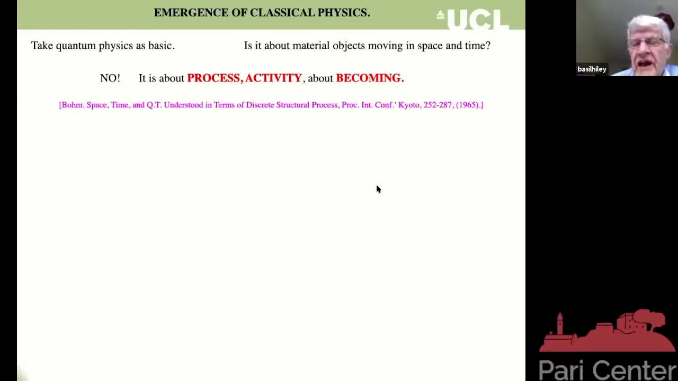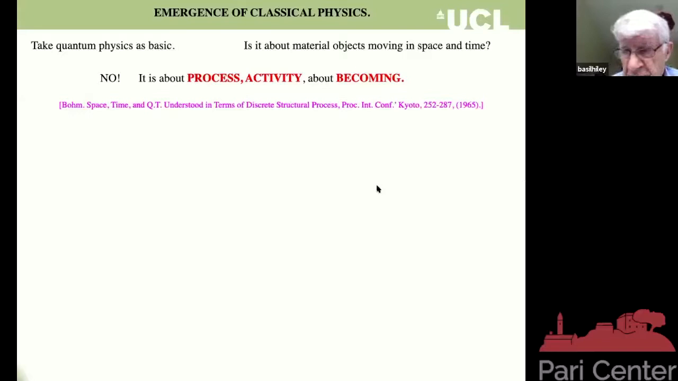Okay? And this is what I learned straight away from David Bohm when I joined him, because we were talking not about particles moving in space and time, but about process, activity, becoming, and how the classical world emerges from this idea of process. And we had Roger Penrose with us, coming not from quantum theory but from the general relativity point of view. We were both trying to do the same thing, quantize gravity. Unfortunately, both of us failed on that task, but it's been a lovely journey.